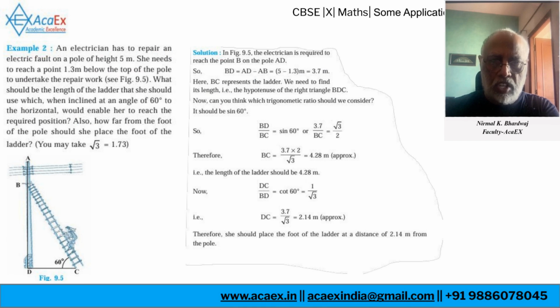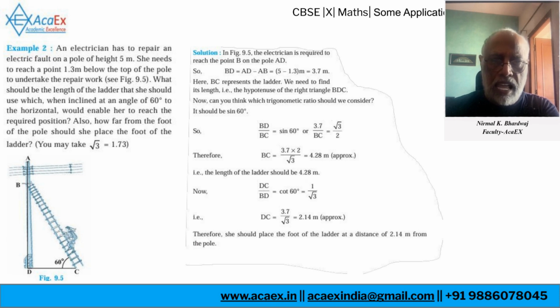Example 2. Electrician's ladder problem. An electrician needs to repair a fault on a 5-meter pole. She needs to reach a point 1.3 meters below the top. What should be the length of the ladder if it is inclined at a 60-degree angle to the horizontal? Also, how far from the pole should the ladder be placed? Use the square root of 3 equals 1.73.